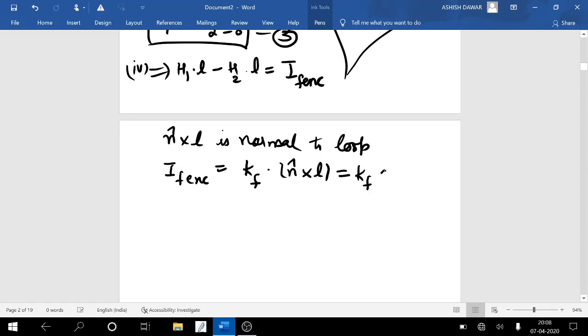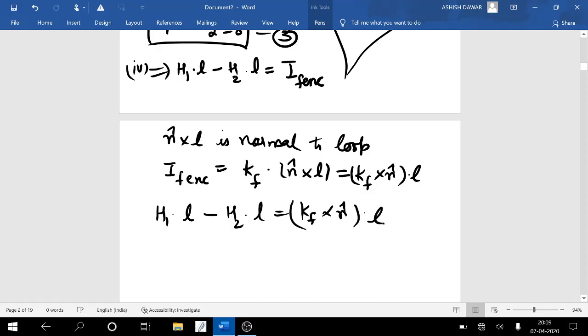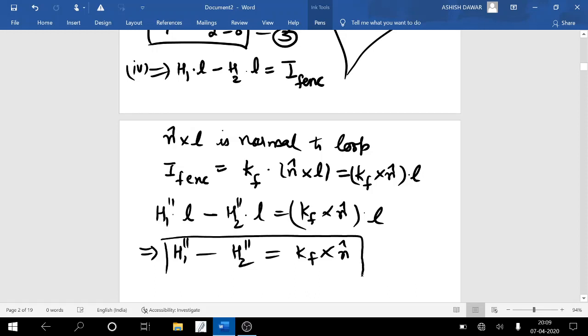Kf cross n cap dot L. So from here, H1 dot L minus H2 dot L equals Kf cross n cap dot L. So finally what we get? H1 parallel minus H2 parallel equals Kf cross n cap. This is our fourth boundary condition, and parallel components of H are also discontinuous.